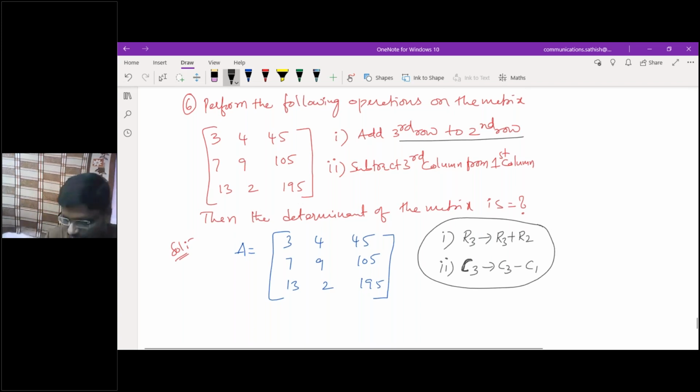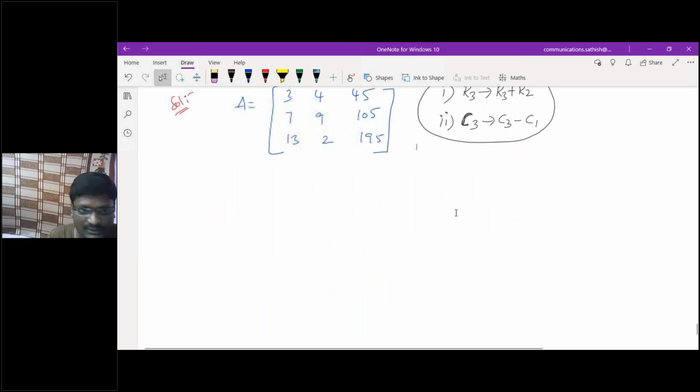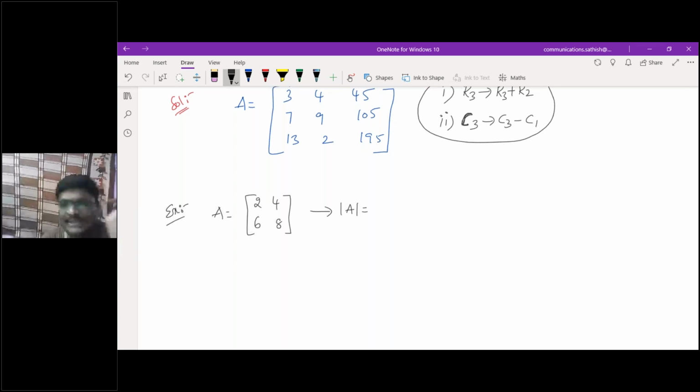Before solving this problem, I'll just take an example and come back to the problem. Let me take A as 2, 4, 6, and 8. Can you tell me the determinant for this matrix directly? The determinant is AD minus BC for a second order matrix: 2 times 8 is 16 minus 6 times 4 is 24. What is the answer? Minus 8, sir.